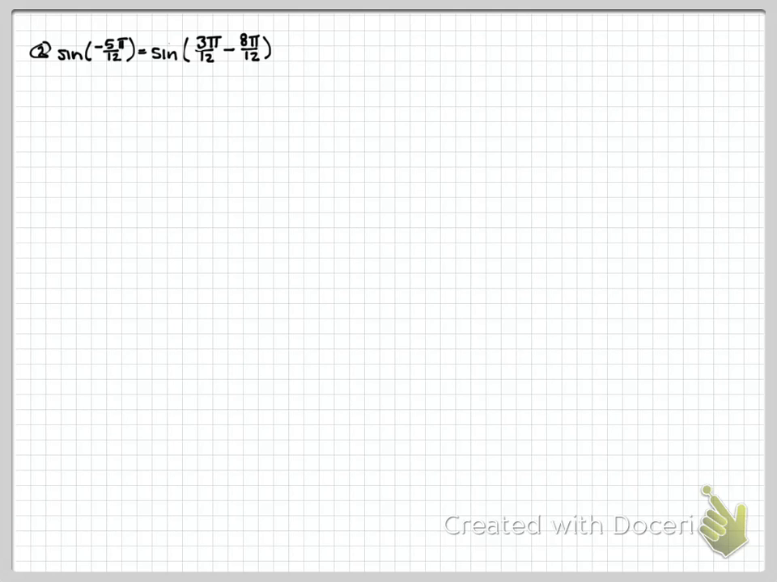Now that's going to simplify because we want to reduce our fractions, and that's the sine. Well, 3 pi over 12 is just pi over 4, minus 8 pi over 12 is 2 pi over 3. Now let's apply our formula. Sine is sine of A, cosine of B, minus cosine of A, sine of B.